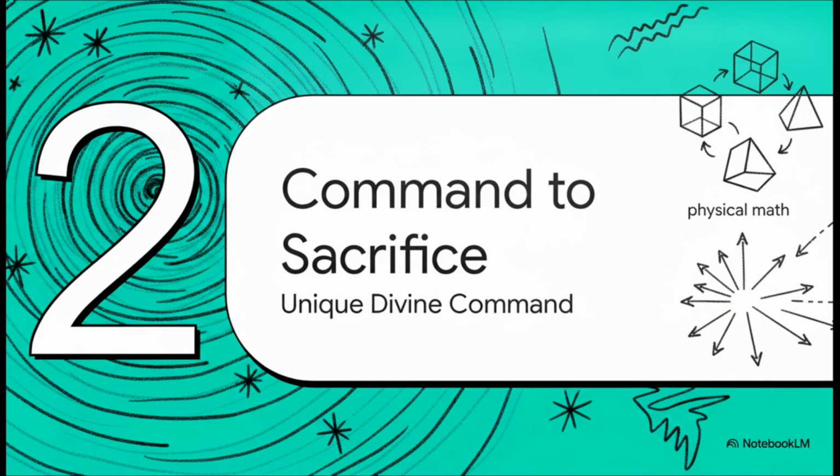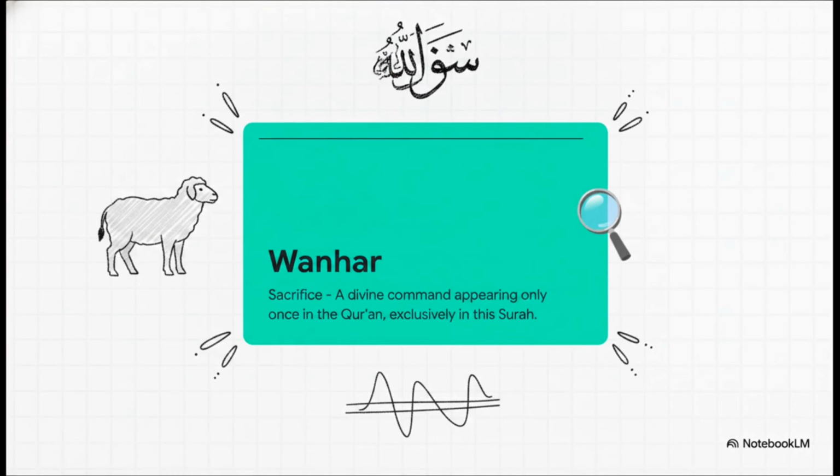Section 2. The command to sacrifice. So, to really grasp this mathematical precision, we need a starting point. Let's look at the broad thematic context before we zoom way down into the actual math. The source material highlights a highly specific divine command found within the short chapter. The Arabic word used here is wanhar, which translates to sacrifice. As in the instruction, so pray to your Lord and sacrifice. And what makes this exact vocabulary word so foundational to our analysis is its absolute uniqueness. The word wanhar appears exactly one time in the entire Quran. It is totally exclusive to this one specific surah.